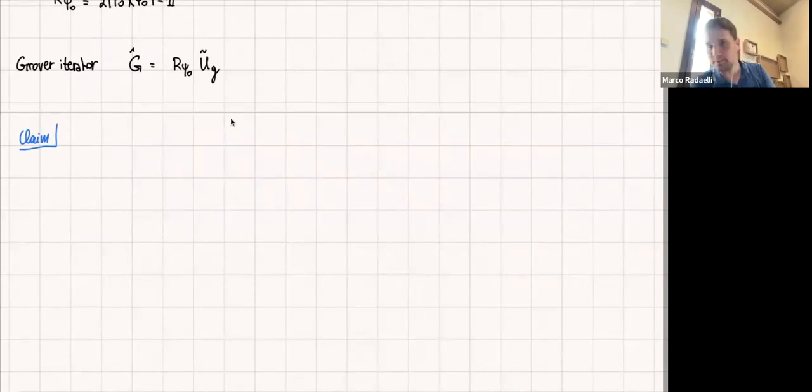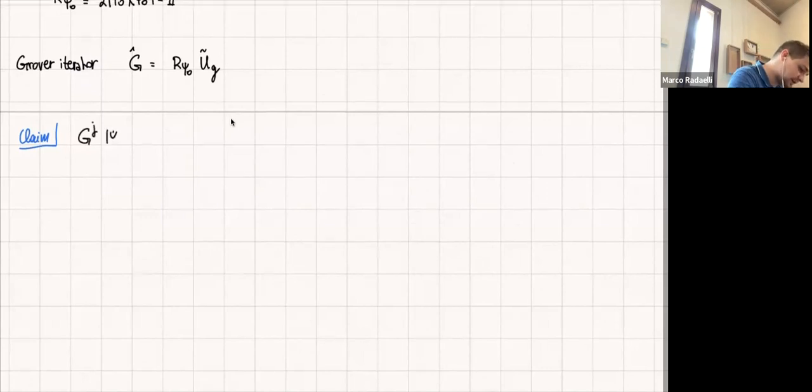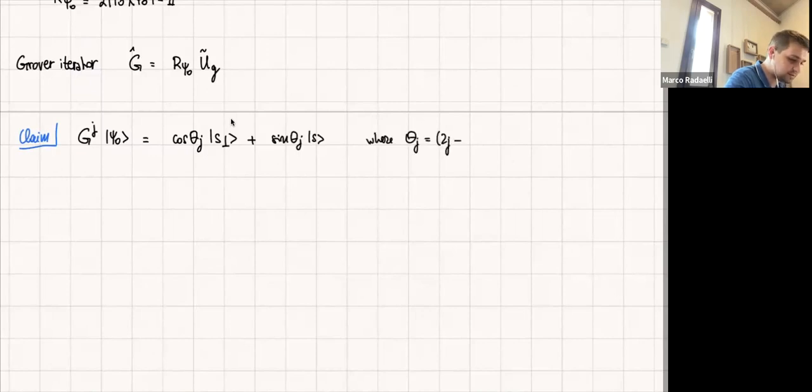No questions? Fine. Okay, so let's move on for this quick, I hope, proof. The claim is basically that when I apply G j times on the initial state psi naught, what happens is that I get the cosine of theta j times the orthogonal state plus the sine of theta j times s. Nice. But the interesting thing is that theta j is (2j plus 1) theta naught.